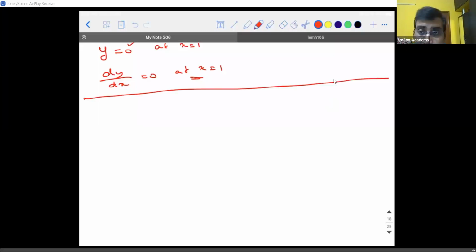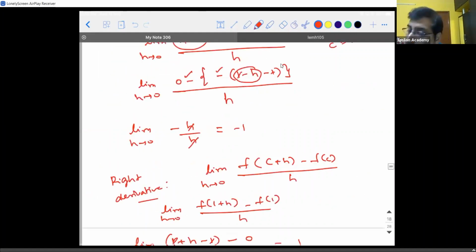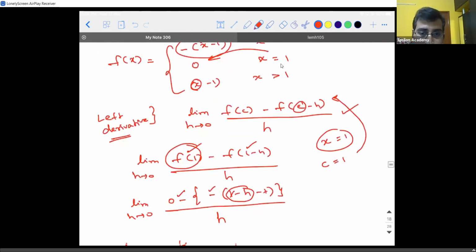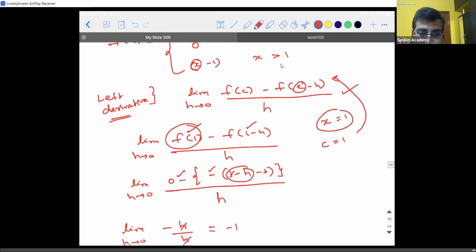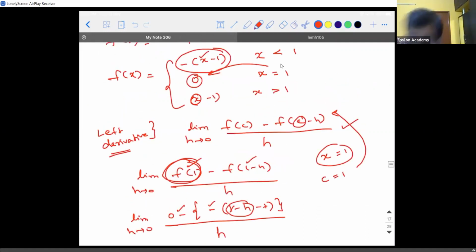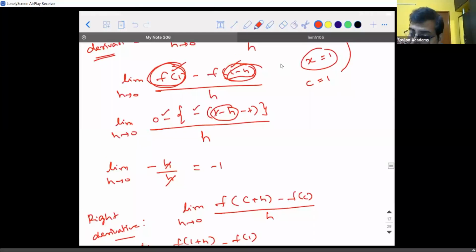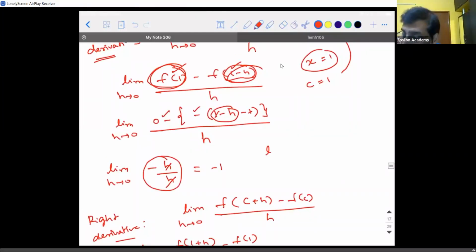So how is the shortcut then? Where did minus 1 come from, sir? That is by solving. f of 1, the function value at x is equal to 1, is 0, minus f of 1 minus h. Which value will you take? You will take this function, no? In the place of x, you should substitute 1 minus h. After you solve this, you will get minus h by h, which is limit h tends to 0 of minus 1, which is minus 1.